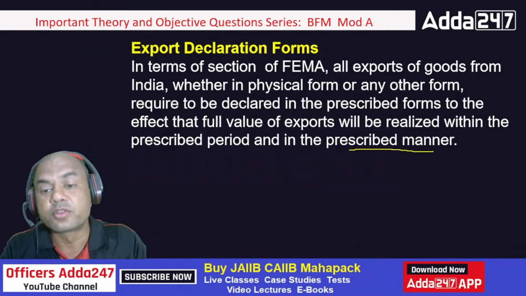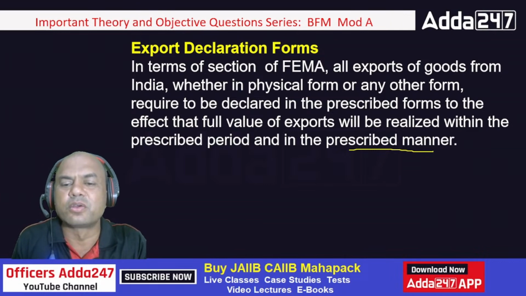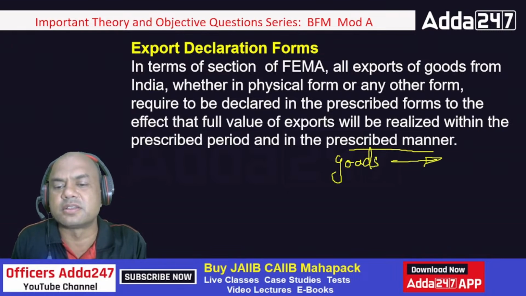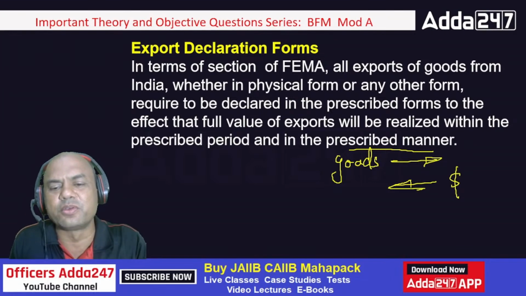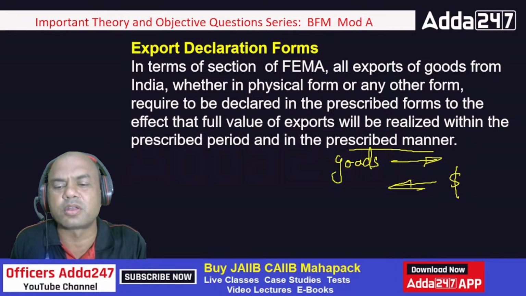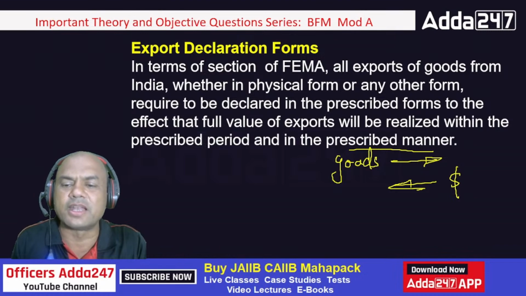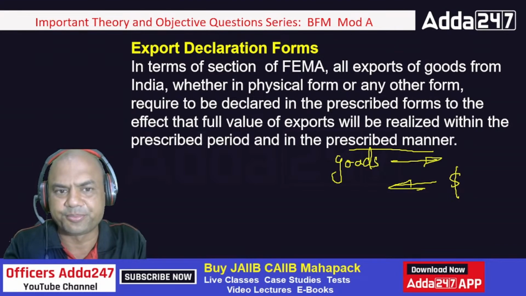Okay. So prescribed manner, forget this barter and everything, keep it very simple. Goods gone out, dollar is in. Keep it that simple. Forget all that barter and everything. For CAIIB, for you, it's simple. Goods go out, dollar comes in, that's it, that's export. So that's known as the prescribed format. And this dollar is converted into rupees over here. It's but simple, isn't it?